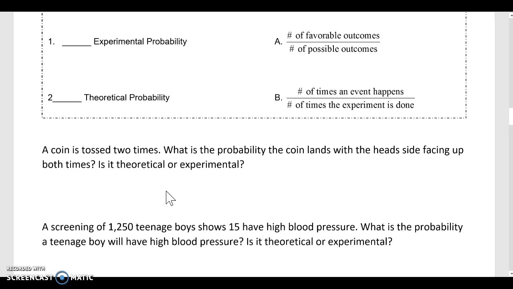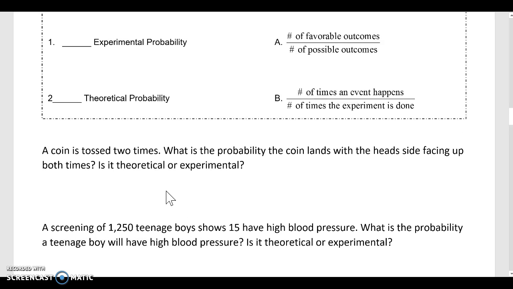Okay, so let's go ahead and look at these together. It says that a coin is tossed 2 times. What is the probability the coin will land with heads facing up both times? Okay, so the probability of rolling a heads is 1/2, right? But we want to do it twice.